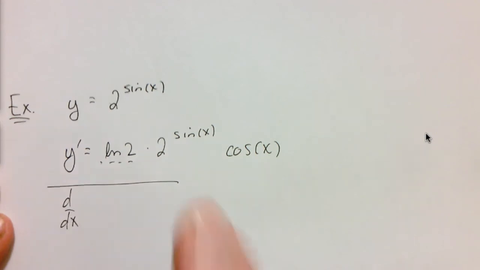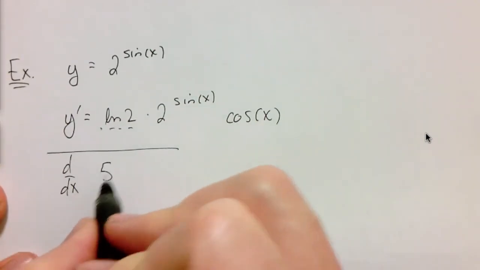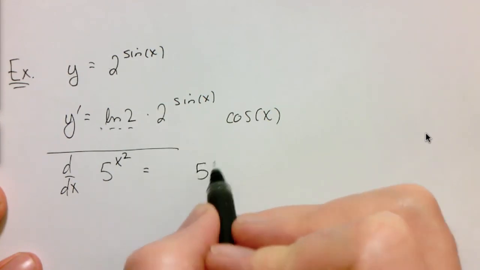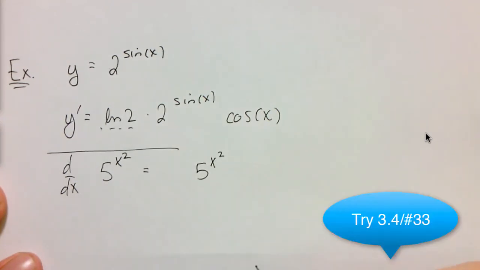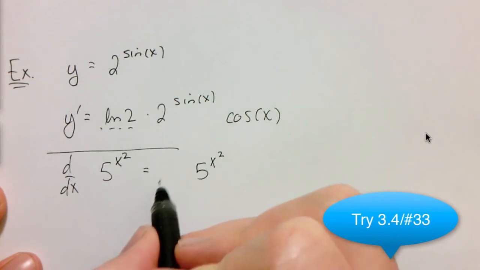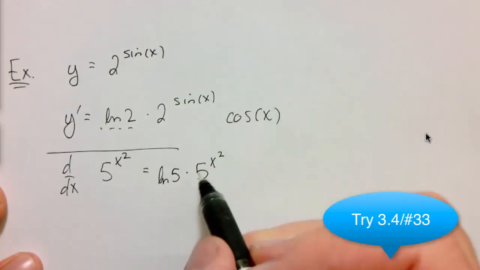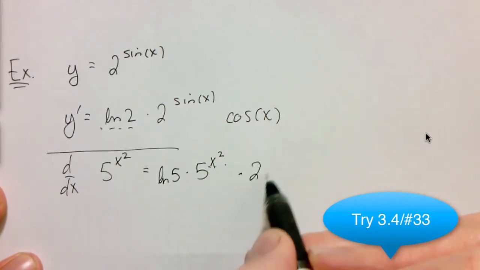If we have the derivative of 5 to the x squared, it would be 5 to the x squared. The derivative of an exponential is always an exponential. I have a little adjustment here because the base is not e, so I'm going to have to multiply that by the natural log of 5 times the derivative of the inside, 2x.